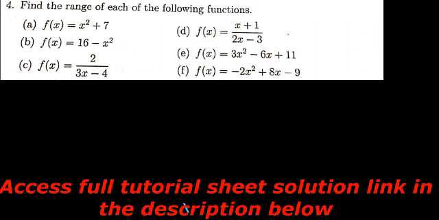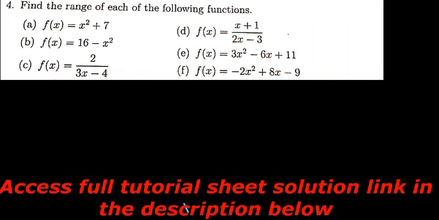Now let us focus on the rational function. This is what we call the rational function. To find the domain or the range of the rational function, there are two ways. I'm going to show you two ways. The first one, you can find the inverse of the function. So let us find the inverse of the function.